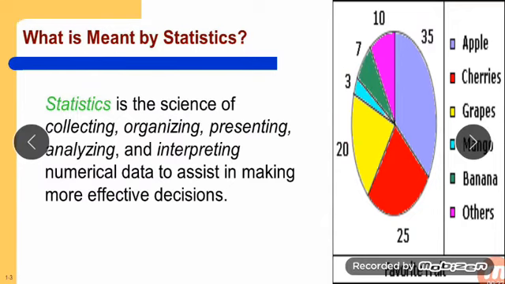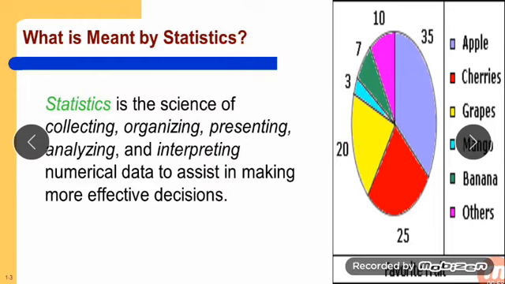Dear students, in the previous lesson, we learned about statistics. Statistics is the science of collecting, organizing, presenting, analyzing, and interpreting numerical data to assist in making more effective decisions. For instance, if we want to have the statistic of favorite fruit of the people of a particular region, for that purpose, the first step will be the collection of data.